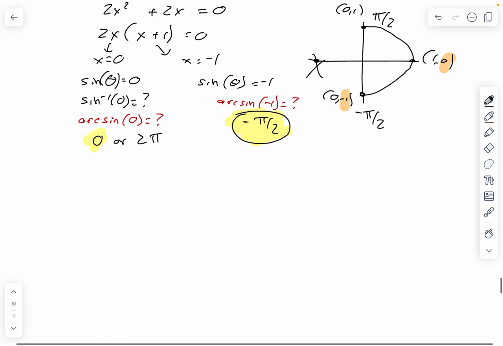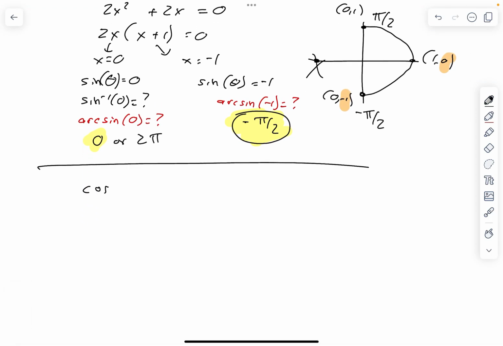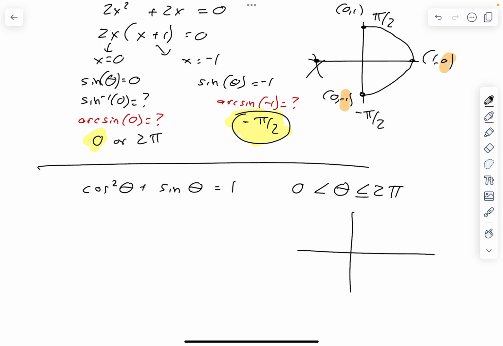Okay, our second example is cosine squared theta plus sine theta equals 1, 0 less than theta less than or equal to 2 pi. So I'm using the full length of the circle, except this point I would call 2 pi, I would not call 0, because I didn't include 0. I'm including the 2 pi, not including the 0. They're the same point. This is me telling you which one I would consider correct. So not 0, but I would say 2 pi is included.